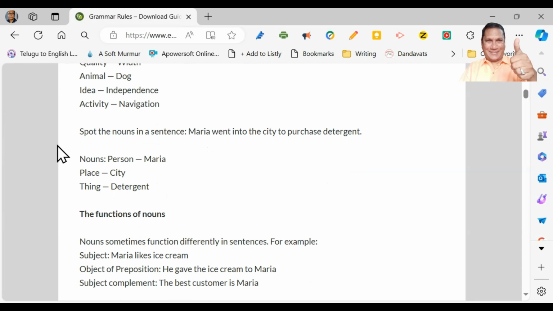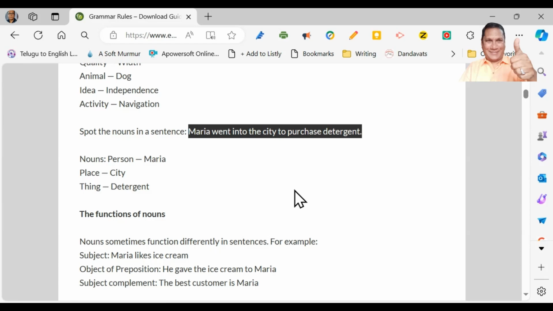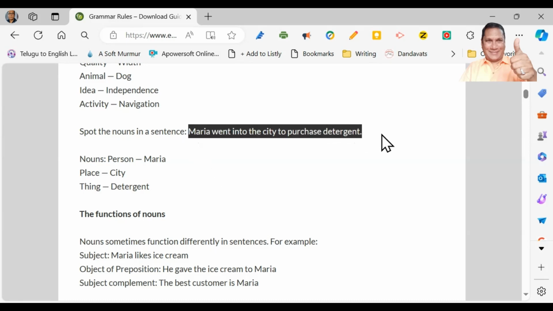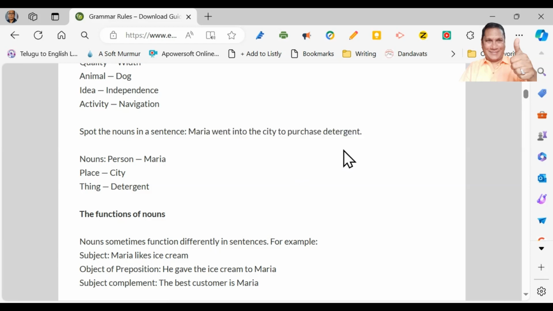Now here, spot the nouns in a sentence. Here they have given one small sentence: Maria went into the city to purchase detergent. Okay, how many nouns are there and what are they? So these are the nouns. Person is Maria, place is city, thing is detergent. So in this sentence we have three nouns. Please make it a habit to identify nouns and other parts of speech whenever you come across a sentence.